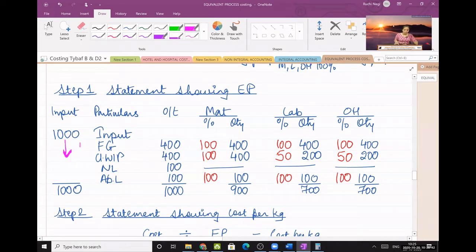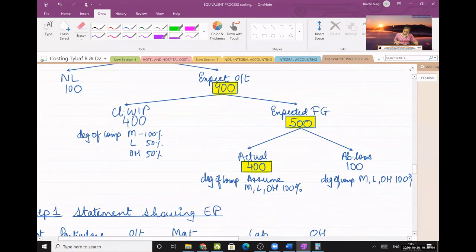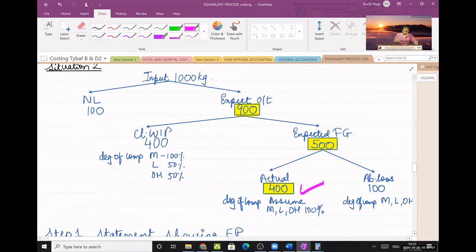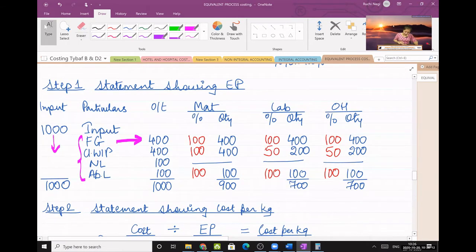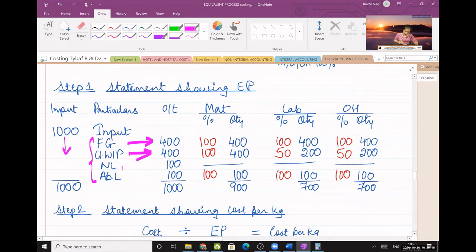1000. अब मेरा जो आउटपुट है, एक्सपेक्टेड आउटपुट है, दैट इज बाइफरकेटेड एज फर्स्ट फिनिश गुड्स 400. Look at this diagrammatic presentation. From here only I am going to substitute everything. Finished goods is 400, WIP is also 400, normal loss is 100, and abnormal loss is 100. So these 4 things I need in my statement. Write it here. WIP 400, finished goods 400, normal loss 100, abnormal loss 100. Just write it down.